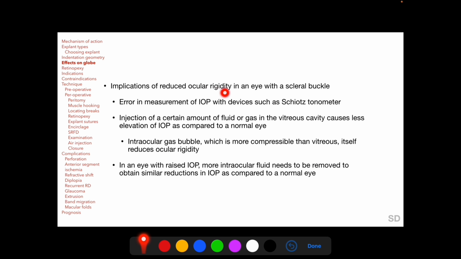Reduction in ocular rigidity can result in error in measurement of intraocular pressure with devices such as the Schiotz tonometer, less elevation of intraocular pressure following injection of a certain amount of fluid or gas in the vitreous cavity as compared to a normal eye, and in an eye with raised intraocular pressure, the need to remove more intraocular fluid to obtain similar reductions in intraocular pressure as compared to a normal eye.